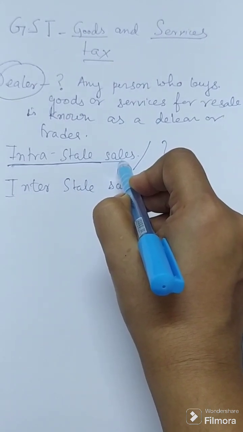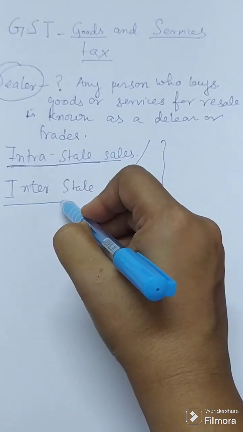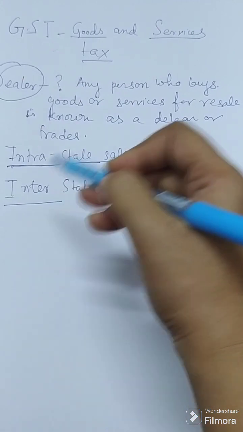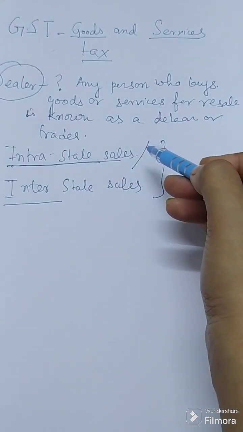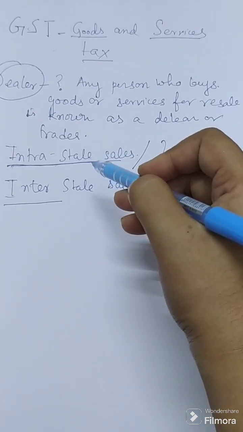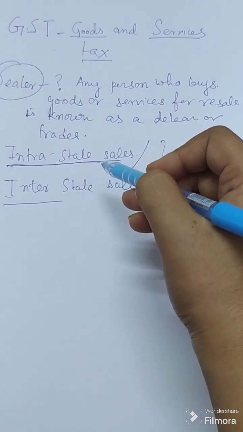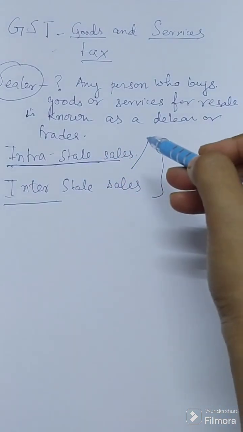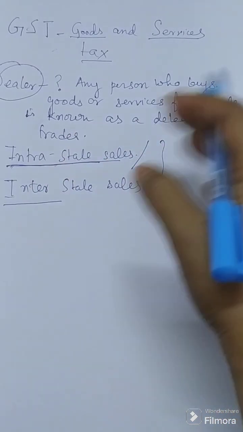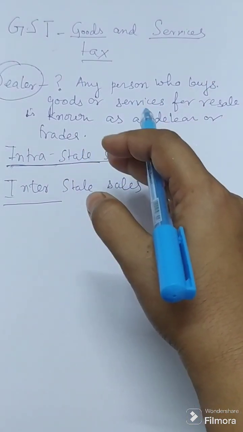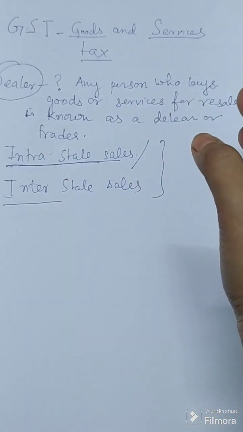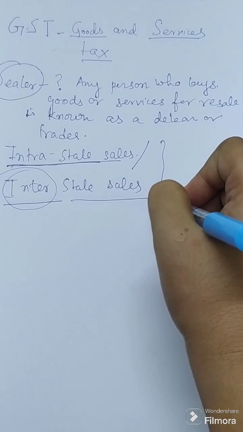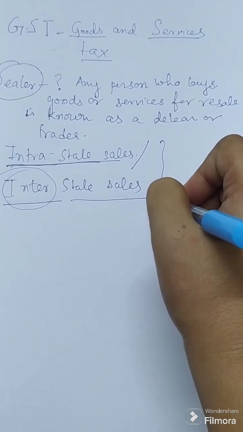And when you are in West Bengal and selling your goods to any other states other than West Bengal, suppose you are in West Bengal and selling to Bihar, Jharkhand, Orissa, Andhra Pradesh, Tamil Nadu, whatever, then it is in between two or more states, then it is known as interstate selling. Okay, I hope you understand it.